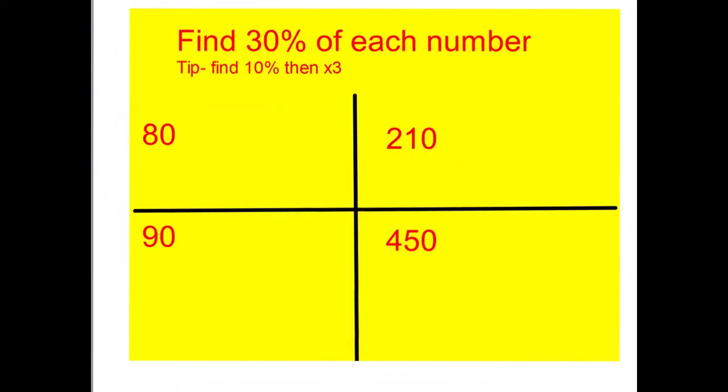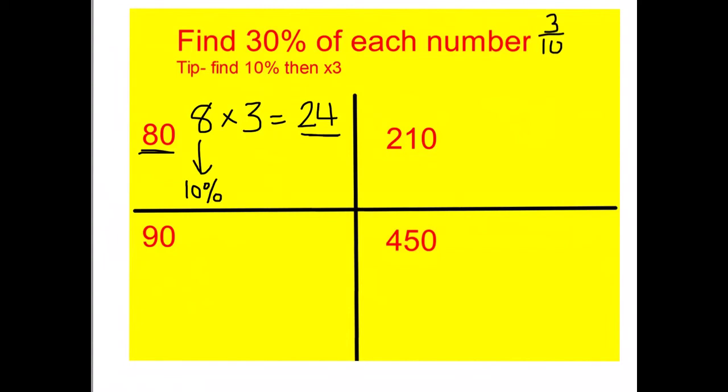We're going to find 30% of each of these numbers. So remember, 30% is 3/10. And the tip tells us to find 10%, so we divide it by 10, then multiply it by 3. A lot of this can be done mentally. So 10% of 80 is 8, times it by 3, gives me 24. So 30% of 80 is 24, because the 8 is 10%, and we want 3 of those.